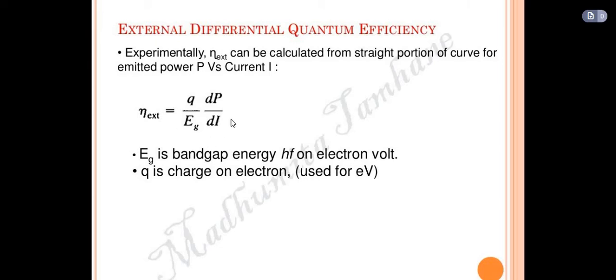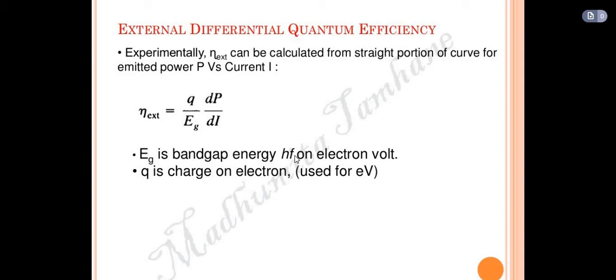So P is the power, I is the current, the current we are assuming for the threshold. Eg is the band gap energy in electron volts. Q is nothing but the charge on the electron. How much charge is there on the electron, if you want to consider that as well. So that's how we can obtain your external differential quantum efficiency.